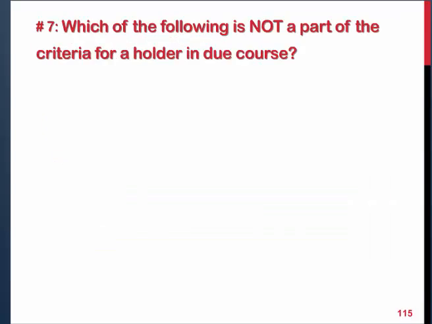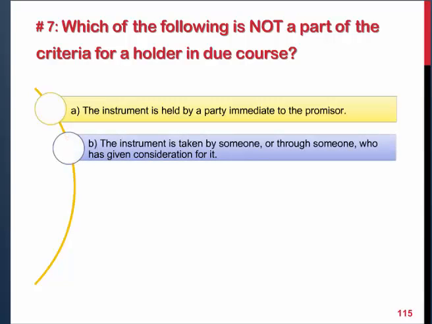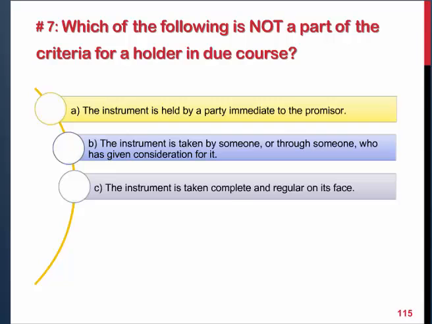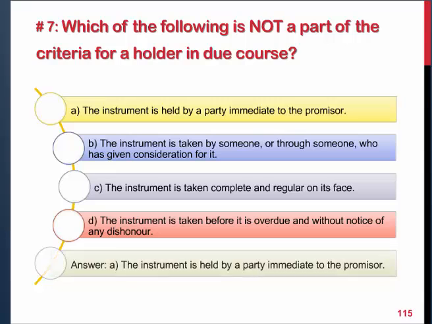Question number 7. Which of the following is not a part of the criteria for a holder in due course? A. The instrument is held by the party immediate to the promisor. B. The instrument is taken by someone or through someone who has given consideration for it. C. The instrument is taken complete and regular on its face. D. The instrument is taken before it is overdue and without notice of any dishonour. The right answer is option A. The instrument being held by a party immediate to the promisor is not a part of the criteria of a holder in due course.